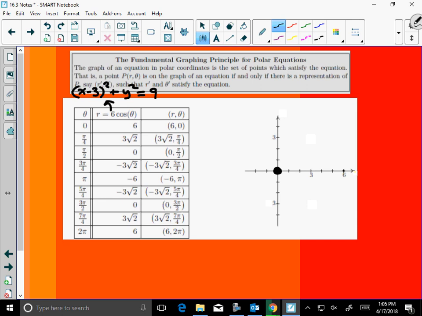Where is the center of the circle? 3, 0, right? I shift to the right 3 and up or down nothing, right? So the center of our circle is here. And we said that the radius of the circle is what?